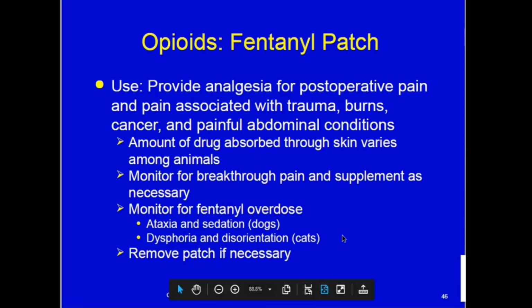Fentanyl patch provides analgesia for postoperative pain and pain associated with trauma, burns, cancer, and painful abdominal conditions. Amount of drug absorbed through skin varies among animals. Monitor for breakthrough pain and supplement as necessary. We have to also monitor for fentanyl overdose. For example, if patient is having overdose of fentanyl, patient might have gait disorders, they might be disoriented and dysphoric. So in that case, we have to remove the patch accordingly.